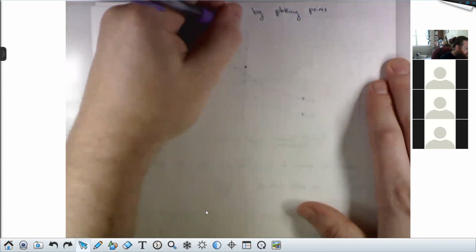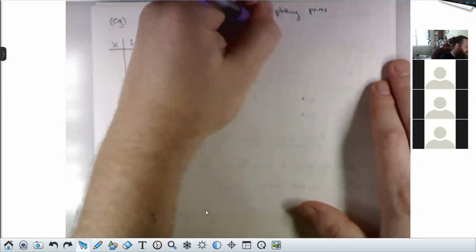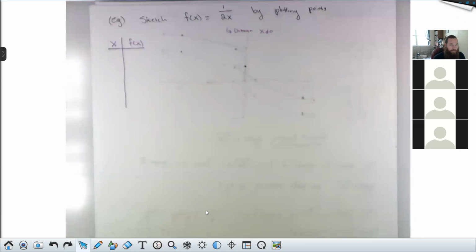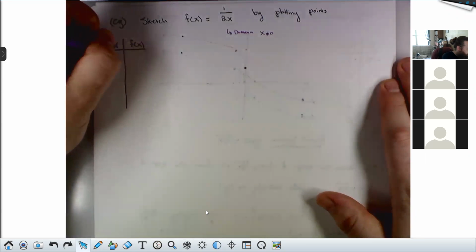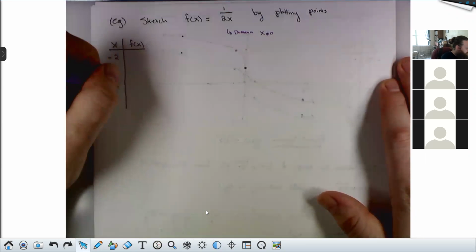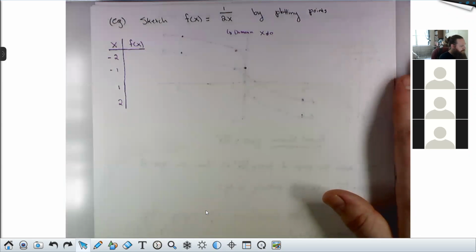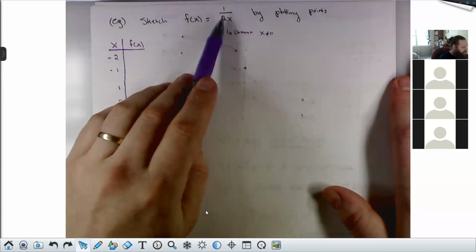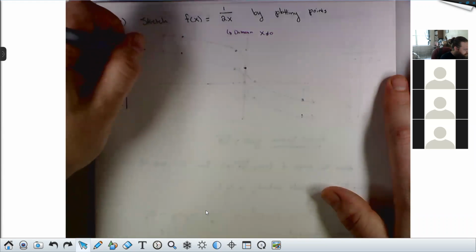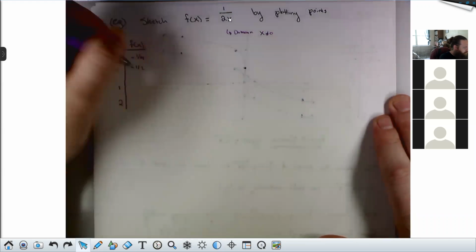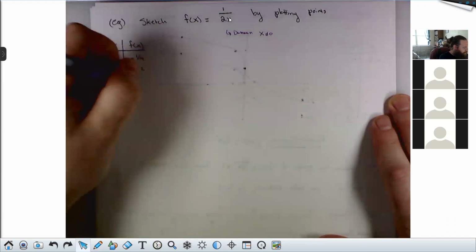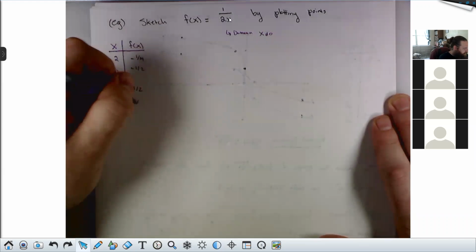So it's worth noting here that the domain, it's not all real numbers. X is not allowed to be 0 because that would make the downstairs 0. So you gotta stay away from 0. Let me choose some nice numbers here, like -2, -1, 1, and 2. If I plug -2 in here, this is 1 divided by 2 times -2, which is -1/4. No problem. If I plug -1 in here for x, I'll get 1 over 2 times -1, which is -1/2. If I plug +1 in here, I'll get +1/2. And if I plug +2 in here, I'll get +1/4.